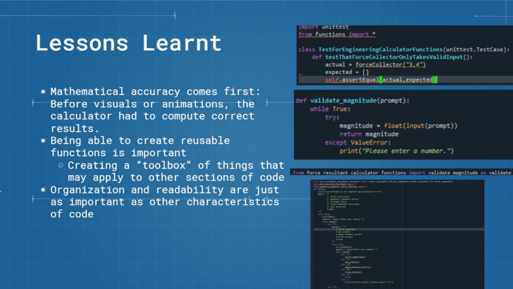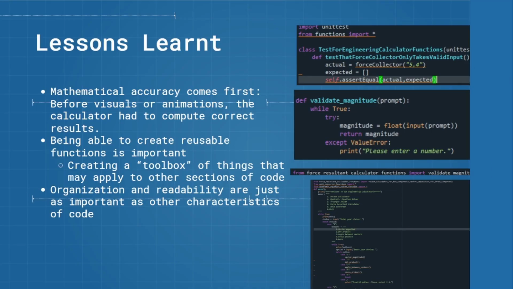Finally, we learned that organization and readability are just as critical as technical functionality. Writing clean, systematic code is what allows an engineering tool to be maintainable, scalable, and professional.